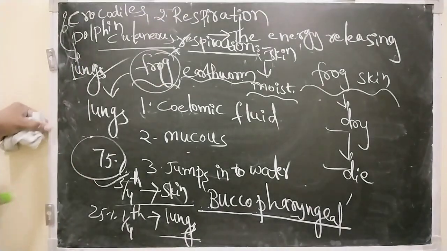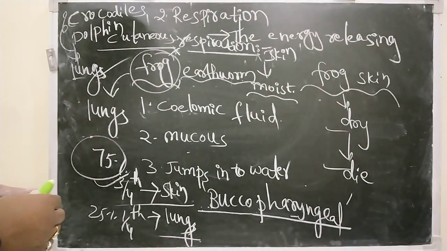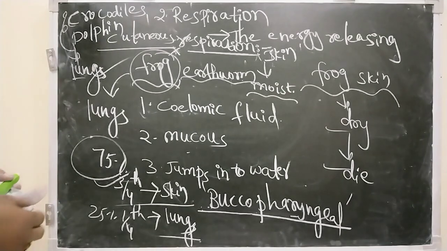So this is about the evolution of the gas exchanging system and the different types of respiratory organs in different animals, and we will discuss another topic in the next class.